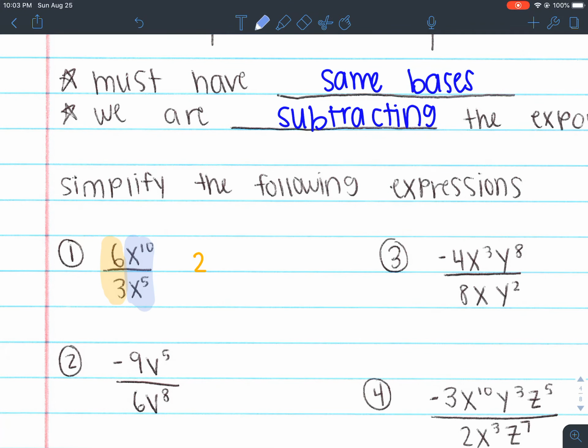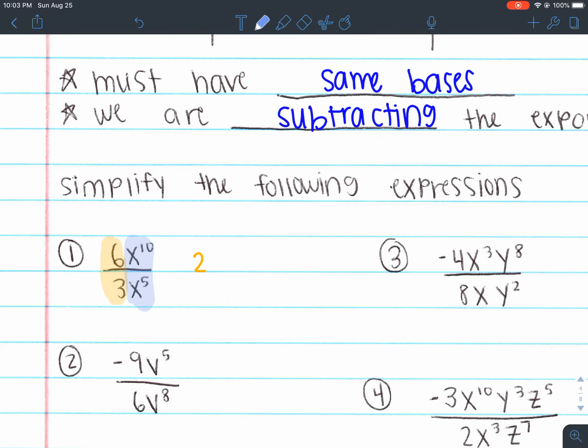Okay, number 2. Negative 9 v to the 5th divided by 6 v to the 8th. Well, I know I have some like bases. Now they don't go in evenly, but I can still divide here. Negative 9 divided by 6 is going to be negative 3 over 2. That simplifies to negative 3 over 2. So again, you always want to simplify as much as possible.